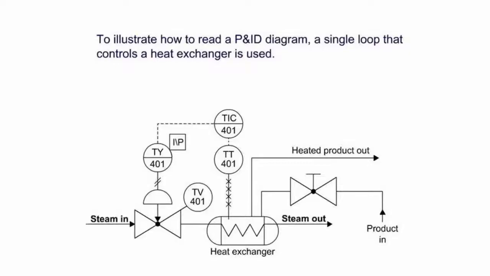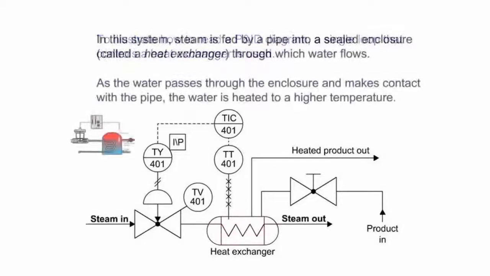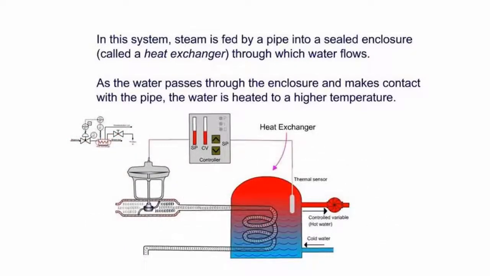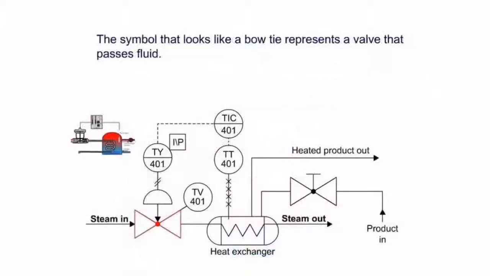To illustrate how to read a P&ID diagram, a simple loop that controls a heat exchanger is used. In this system, steam is fed by a pipe into a sealed enclosure called a heat exchanger, through which water flows. As the water passes through the enclosure and makes contact with the pipe, the water is heated to a higher temperature. The symbol that looks like a bow-tie represents a valve that passes fluid.